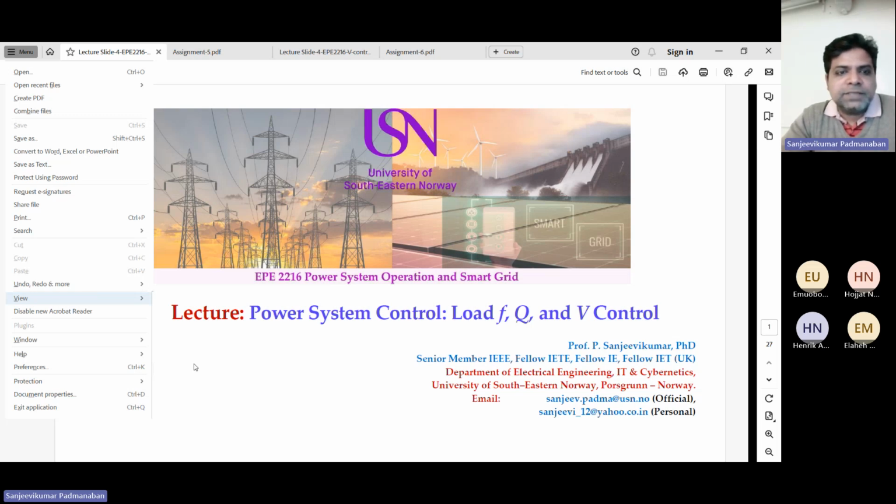Then we go a little inside the system. For that, we are taking a characteristic. A typical characteristic of a governor of a steam turbine is shown here in per unit value, where you are.